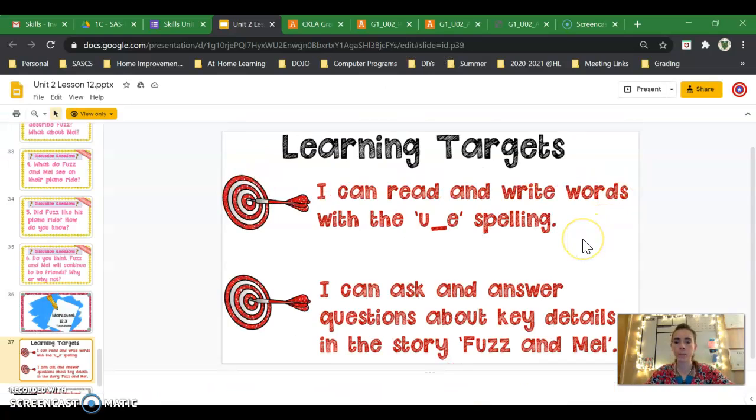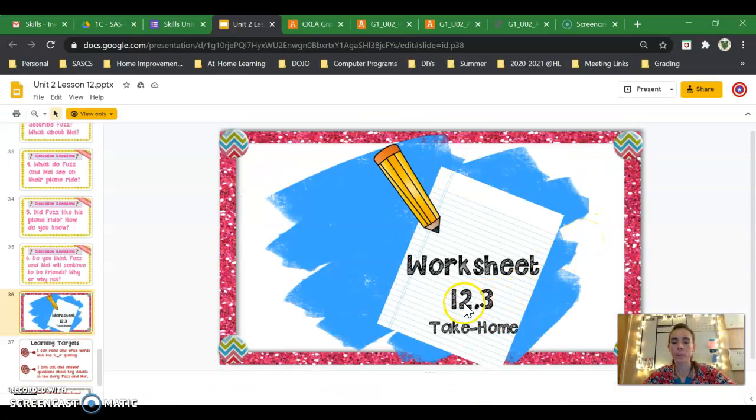Beautiful. So worksheet page 12.3 you can complete right now if you want to practice writing out the answers to the questions. If not, go ahead on the Google form, fill out the answers to the story, reread it, and have a grand old time.